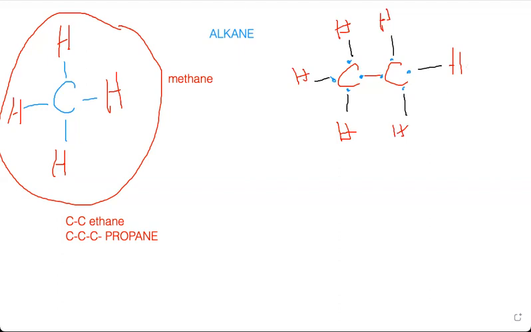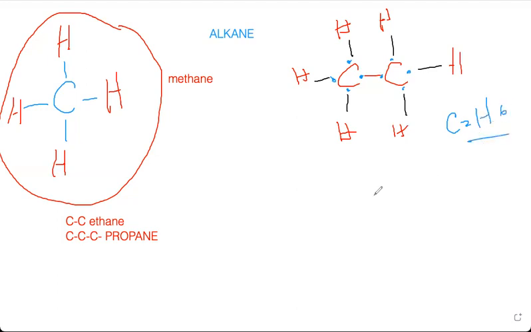You can easily find the formula by doing this whole process. And you can see the formula I'm getting is C2, and how many hydrogens are there? 1, 2, 3, 4, 5, 6. So C2H6 is the formula of ethane.